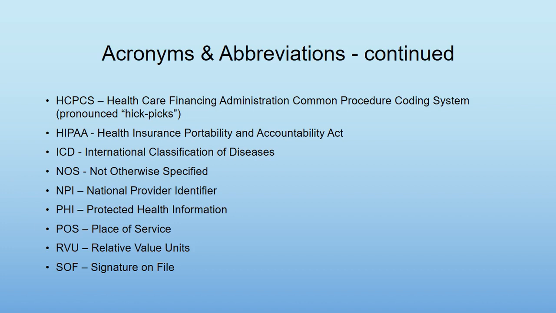ICD is the International Classification of Diseases. NOS stands for Not Otherwise Specified. NPI is the National Provider Identifier Number. PHI is short for Protected Health Information. POS, Place of Service. RVU is Relative Value Units. And SOF is an abbreviation for Signature on File that you commonly see on the CMS 1500 forms.